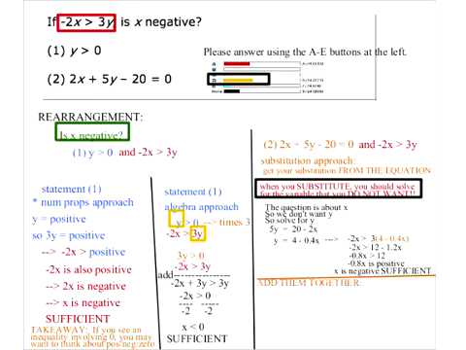So you've got 2x plus 5y minus 20 equals 0. And you also have negative 2x is greater than 3y. These can be added. You can't add together opposite inequalities, but you can add together two inequalities that are the same, and you can add together an equals and an inequality. So if you do that, the 2x's cancel, and you wind up with 5y minus 20 is greater than 0. And so y is greater than 4.